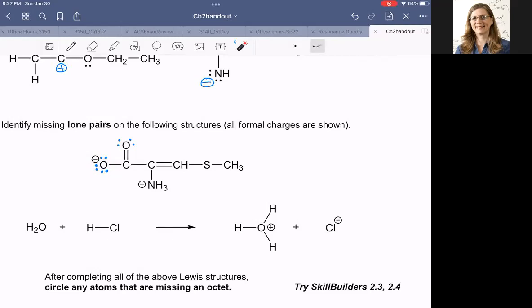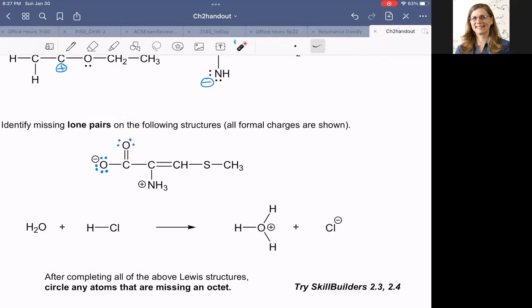How about this nitrogen? Any lone pairs on this nitrogen? It's a positively charged nitrogen. And right now we have 4 bonds, right? These are hydrogen atoms here. So we have 4 bonds, 1, 2, 3, 4. So actually that's a complete nitrogen filled octet. And with only 4 as its electron count, that's where the positive charge comes from. So no lone pairs there.